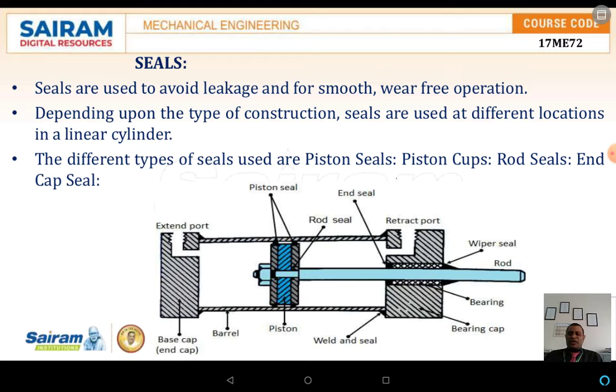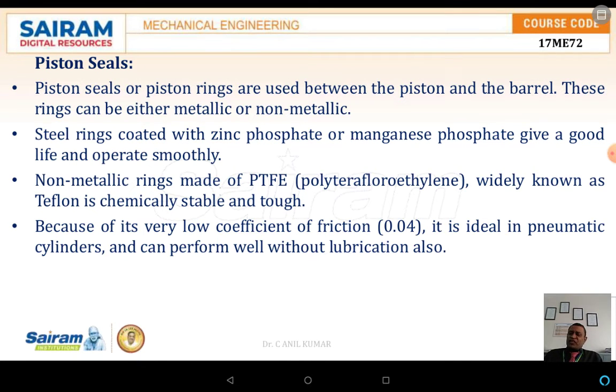The different types of seals are the piston seal, piston cups, rod seals and as well as end cap seals. These seals are represented and where it is located is shown in the sketch. Now the first one we are discussing is nothing but the piston seal. The piston seal or the piston ring are used between the piston and the barrel or the cylinder. These rings can be either metallic or non-metallic. That depends upon the temperature.